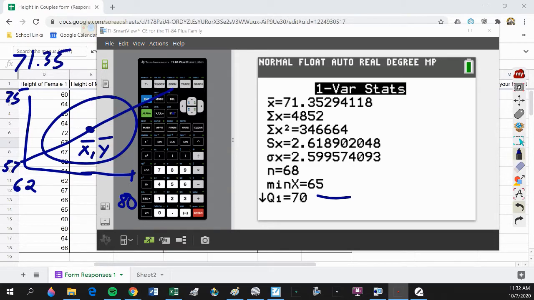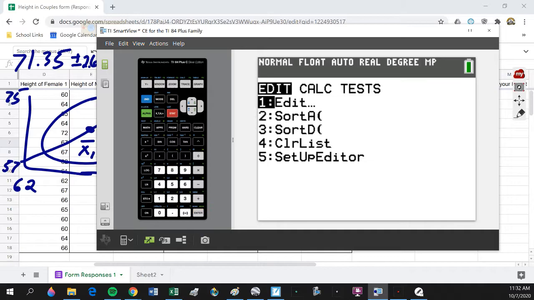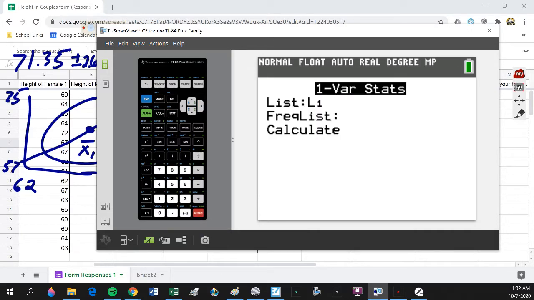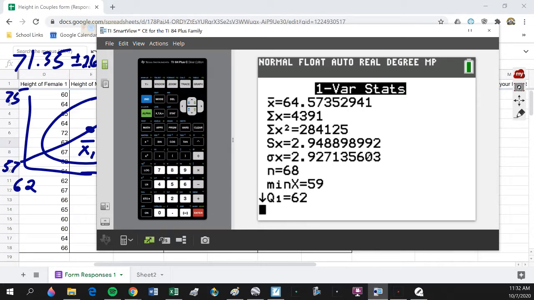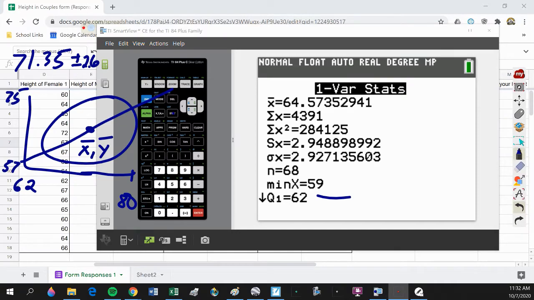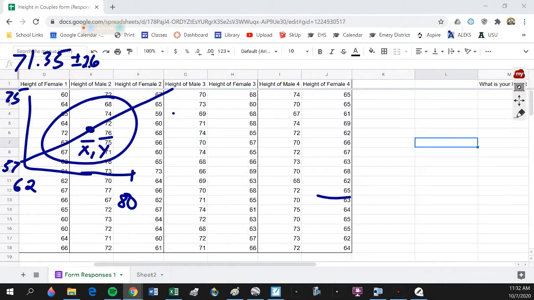71.35 plus or minus 2.6. And then we do the same thing with L2. We push stat, calc, one variable statistic, and then we want to change it to L2. And I get 64.5.